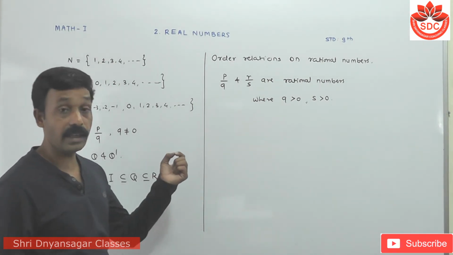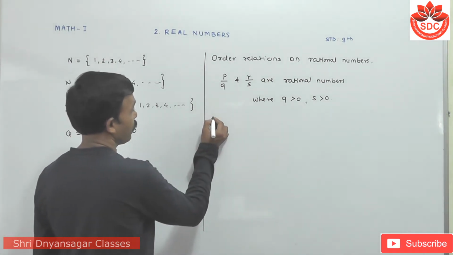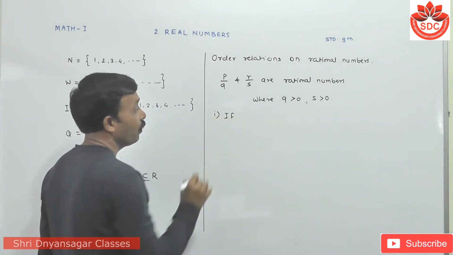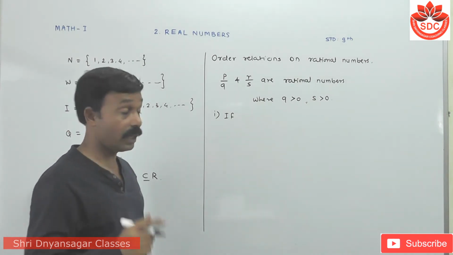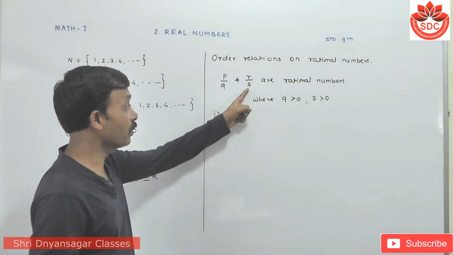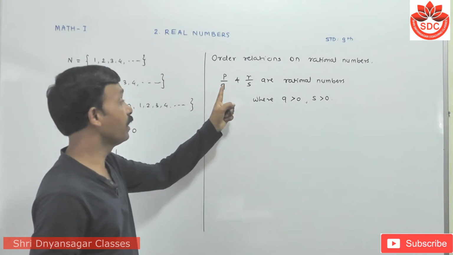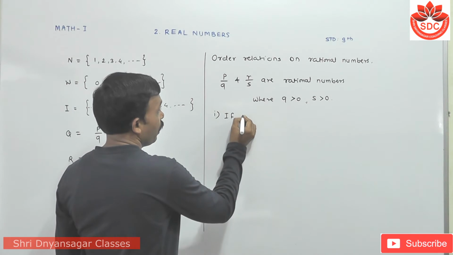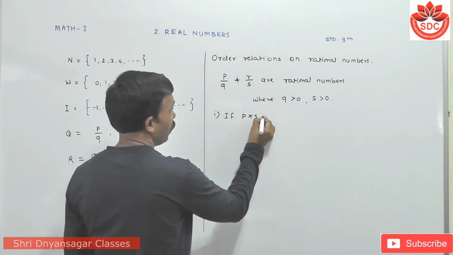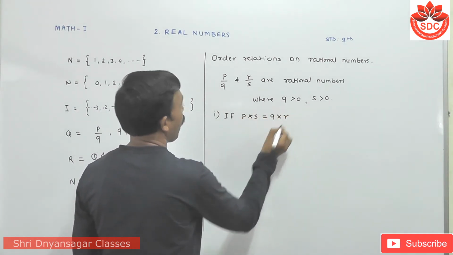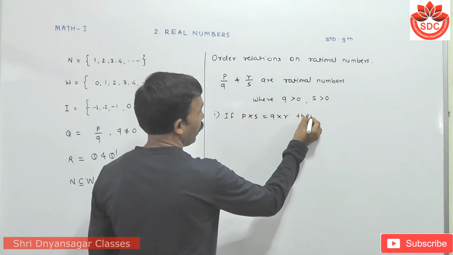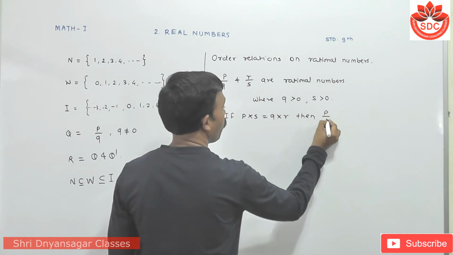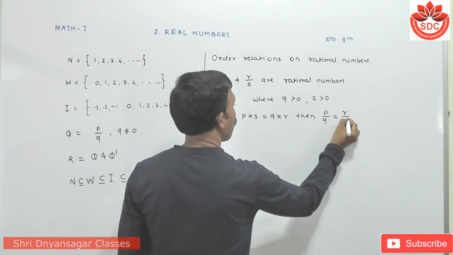आता इथे there are three cases. Now first case is, when we have to find out its order relation, at that time always take the cross product of P and S first and then R and Q. So if P into S is equal to Q into R, then the two ratios are equal, meaning P upon Q is equal to R upon S.